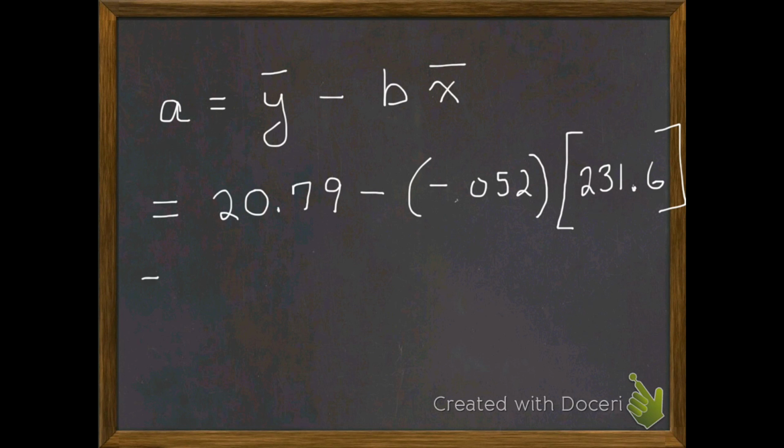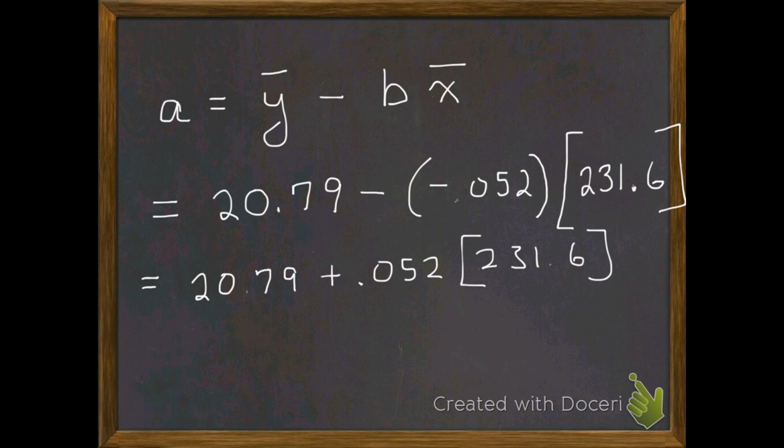Now, I would probably put this in the calculator as 20.79 plus 0.052 times 231.6. Okay? So let me put that in the calculator real quickly. And we get 32.83.